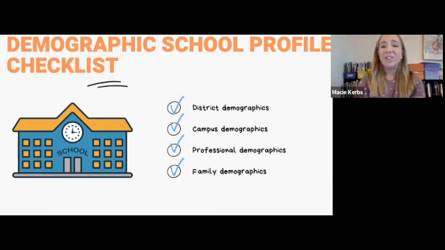I like to look for things, not just racial makeup and special populations of students, but I actually like to look at how does our campus compare to where the district is, and also mobility rate of our students, just kind of thinking about who are these bodies filling our seats. And then again, the professional demographics would be that of your teachers, and your family demographics or your community demographics are those surrounding you. So what does that look like?